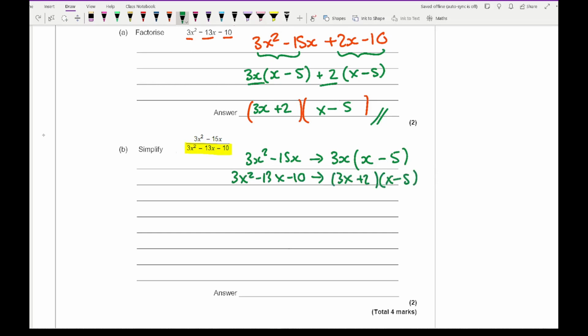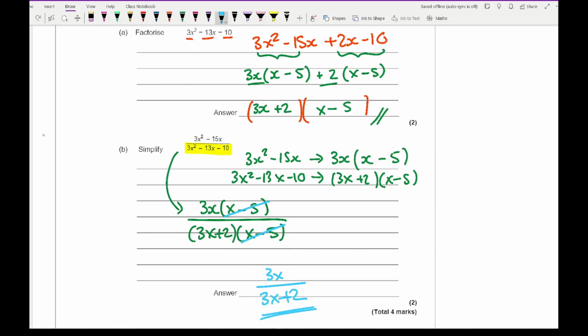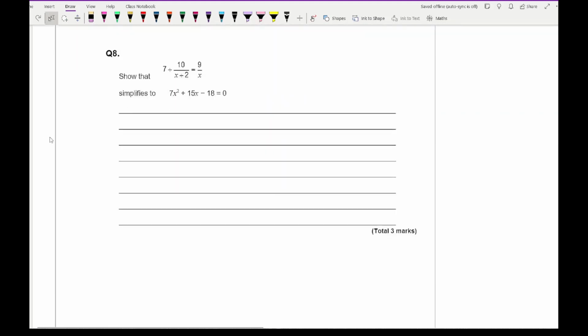So what I've then got is that this equals 3x times x minus 5 over 3x plus 2 times x minus 5, and then the x minus 5's cancel, leaving me with my final answer of 3x over 3x plus 2, and that can't be simplified, so that there is my final answer. Moving on to question 8.